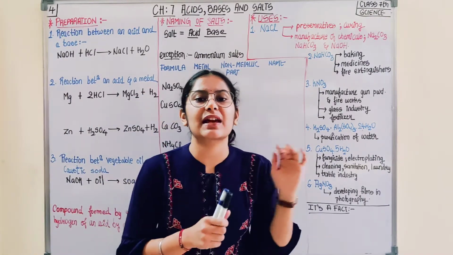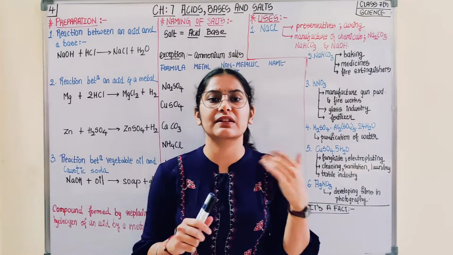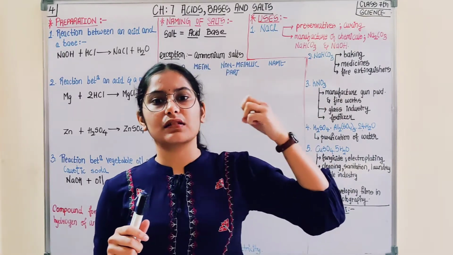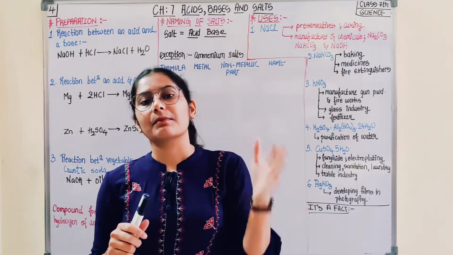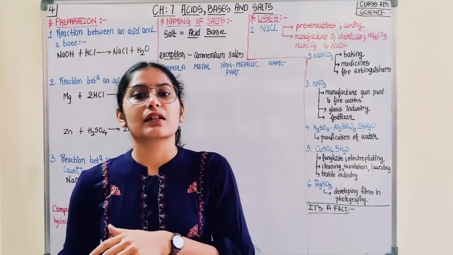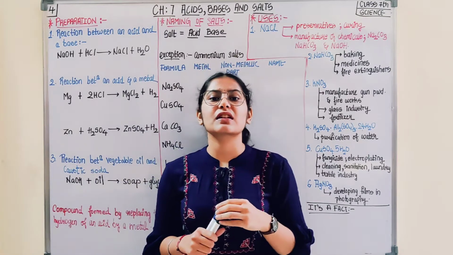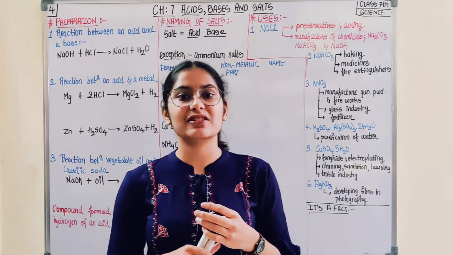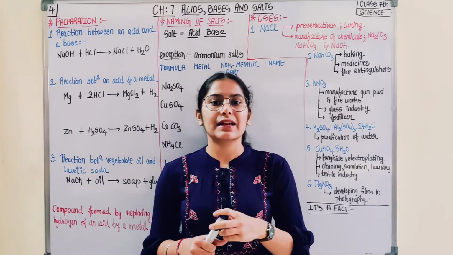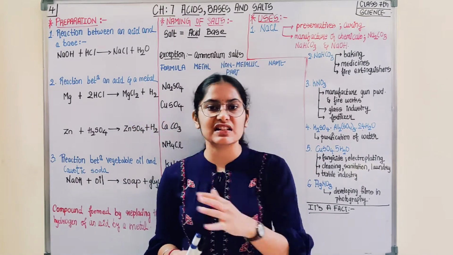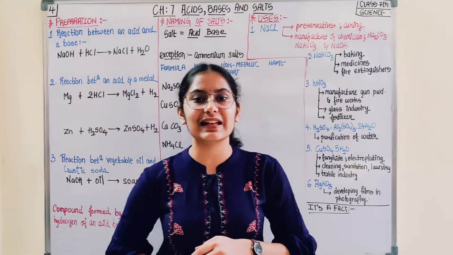Then we started with chemical properties, their reactions with acids. In bases there was only one, that was reaction with acids. But if we talk about acids, the chemical properties of acids include reactions with metals, reactions with carbonates, reactions with bases. So those were the chemical properties we discussed in acids. You have to remember these reactions.